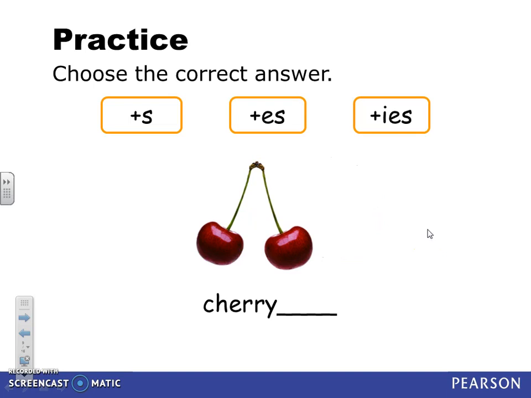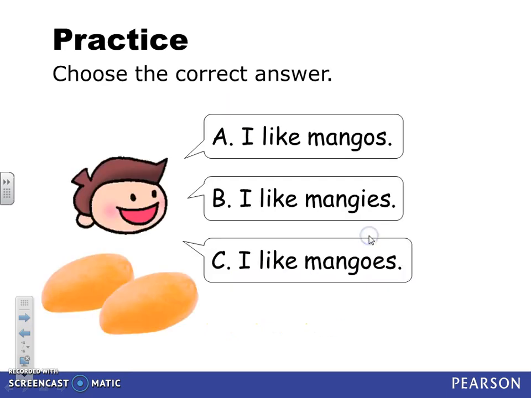Okay, practice number 3. Cherry. How can we say cherries? Just s, es, or ies? What do you think? 5, 4, 3, 2, 1. Very good. We need to take off the y and then add ies to make cherries. Very good.